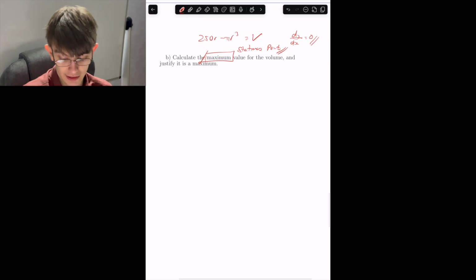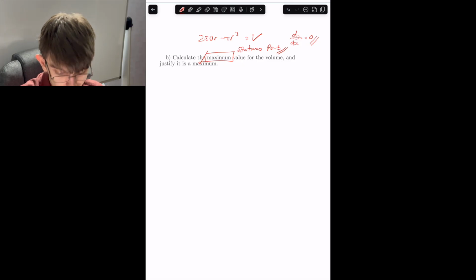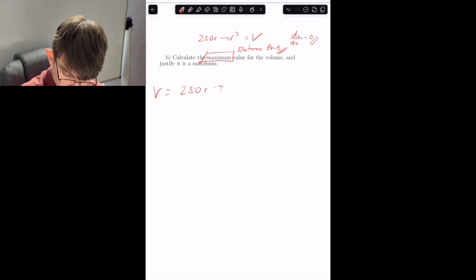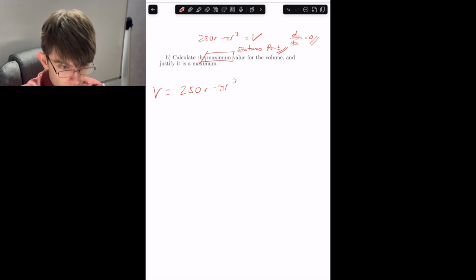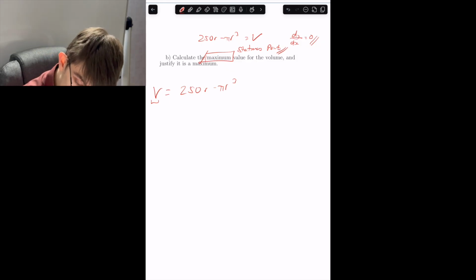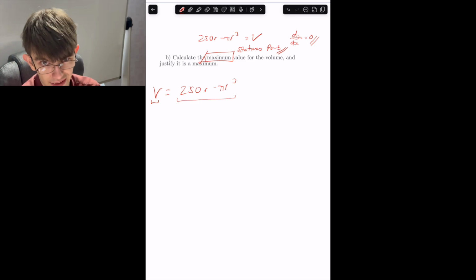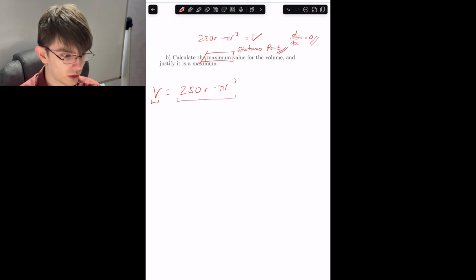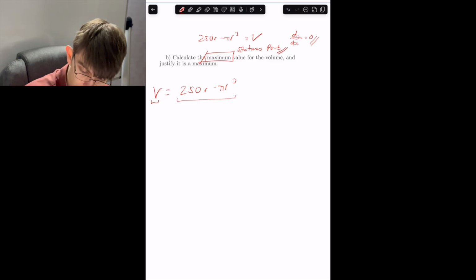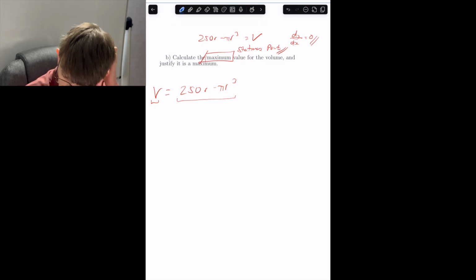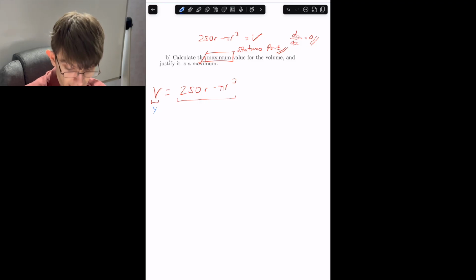Stationary points, dy/dx is going to equal 0. But I don't have a y or an x. I have a v, and that's equal to 250r minus pi r cubed. But what we need to notice here is that I kind of do have a y and an x. I have a variable that is equal to a function containing only one other variable. Pi is not a variable, it's a constant. Don't get confused because it's a letter. So I essentially have y is equal to 250x minus pi x cubed.